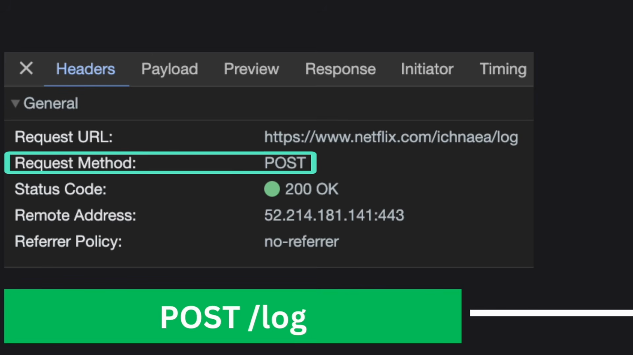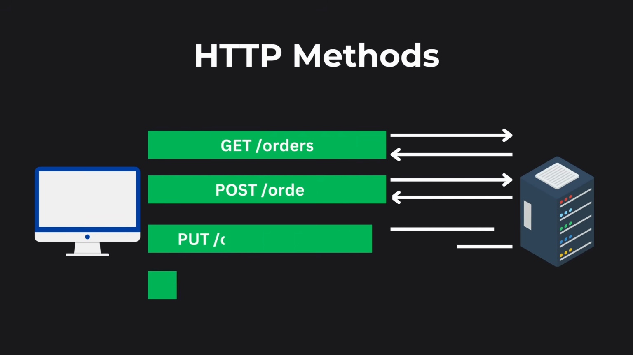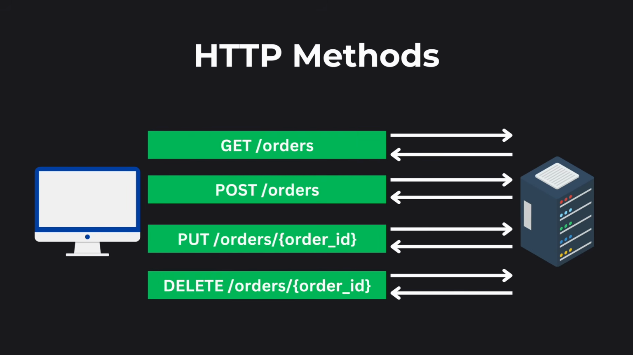We also have a method on each request. The most common methods are GET, POST, PUT, PATCH, and DELETE. GET is used for fetching data. POST is usually for creating data on the server. PUT and PATCH are for updating a record, and DELETE is for removing a record from the database.